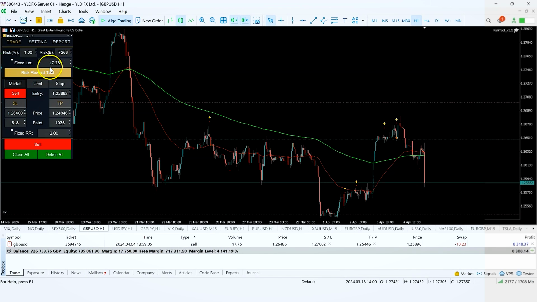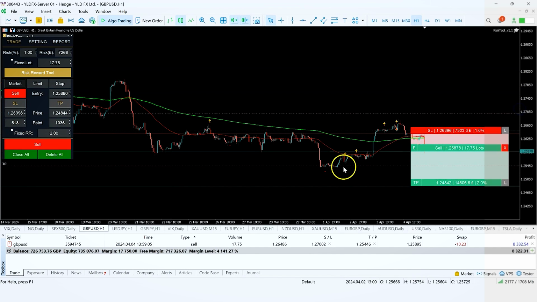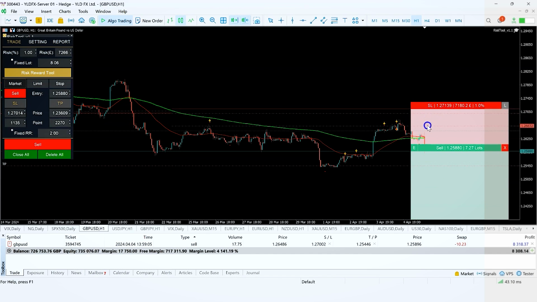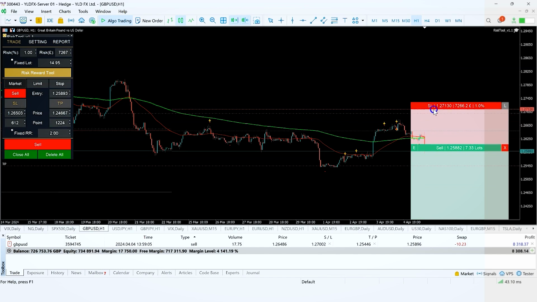I'm on sells, and if I click this here, risk to reward tool, you can see it pops up here, and you can see that I've got this ticked. My fixed reward to risk is 2. And you can see that if I wanted to enter short again now, it's calculating my lot size based on where it is and the take profit. So if I wanted to just adjust that, I can move that however I want, and you can see how it's updating where that trade would be. Makes sense? So it will ultimately work out where the reward to risk should be.